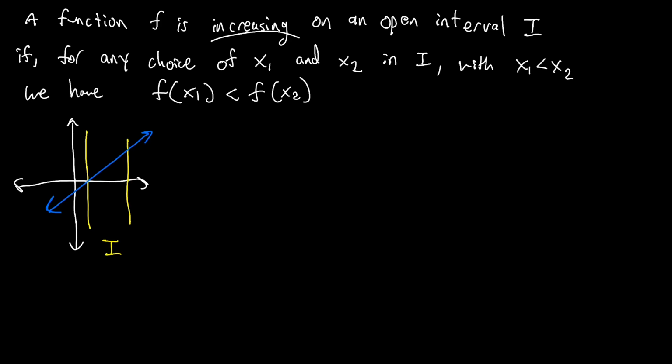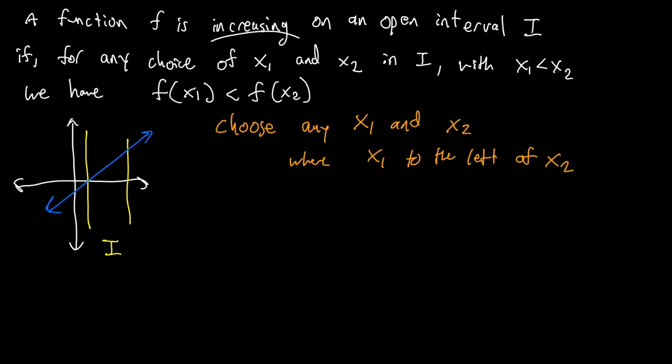For any x1 and x2 in I, with x1 less than x2, the outputs can be seen that the x1 output is less than the output for x2. What this means is we choose any x1 and x2, just making sure that x1 is to the left of x2. In other words, we choose two x values. It doesn't matter where they are in the interval. Let's choose one here, x1, and another one over here, x2.